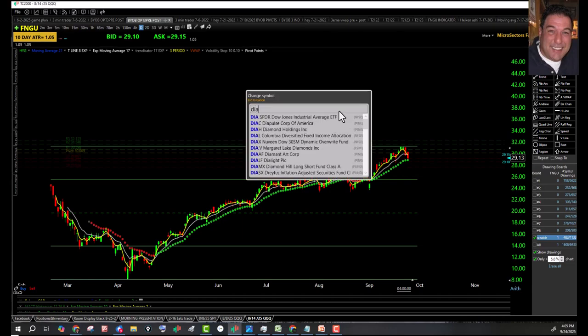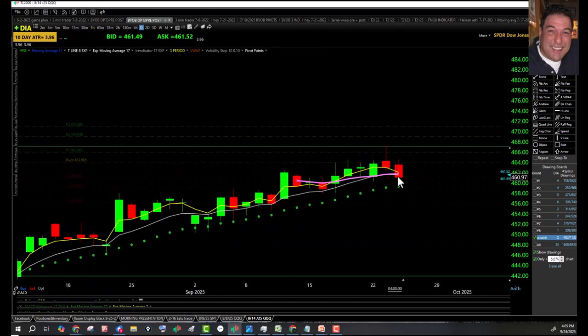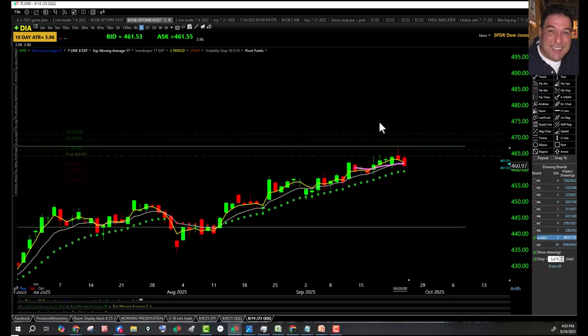Okay, let's take a look at Diamond Dow. Diamond Dow, like the others, lower high, lower low, closing under bullish trap, but over the rising 17 EMA on the daily chart. Still bullish, still in an uptrend.